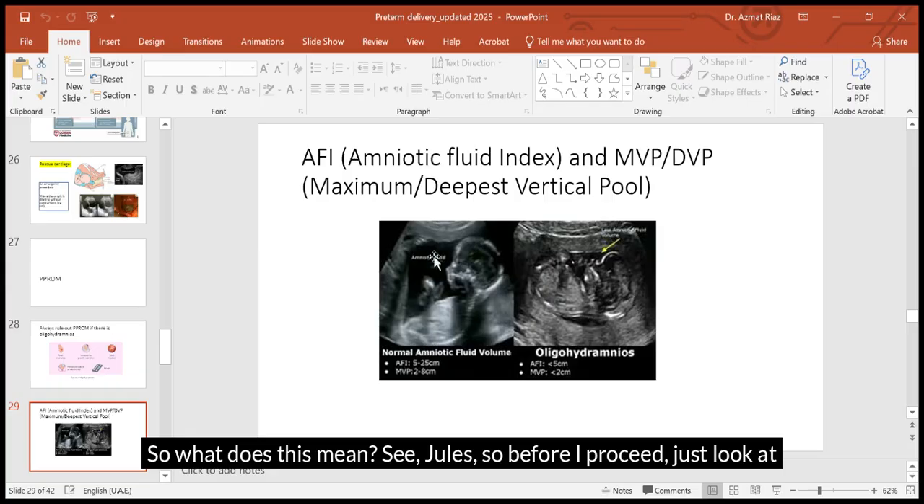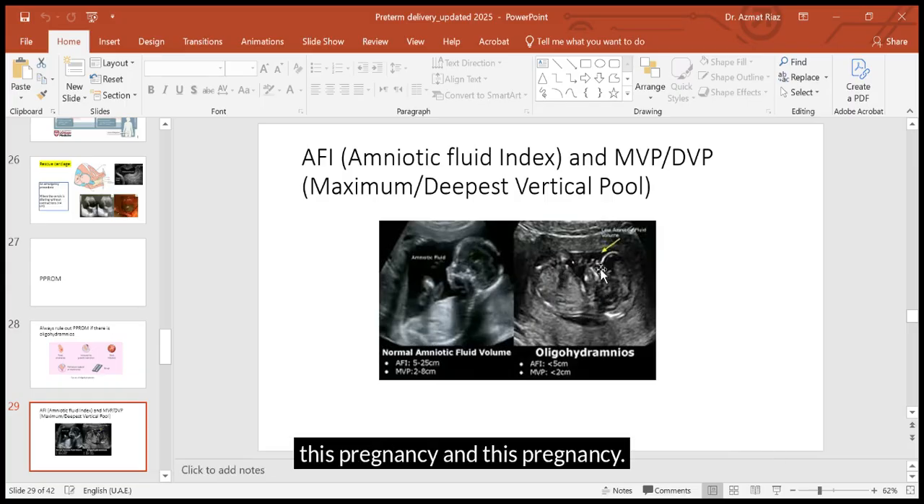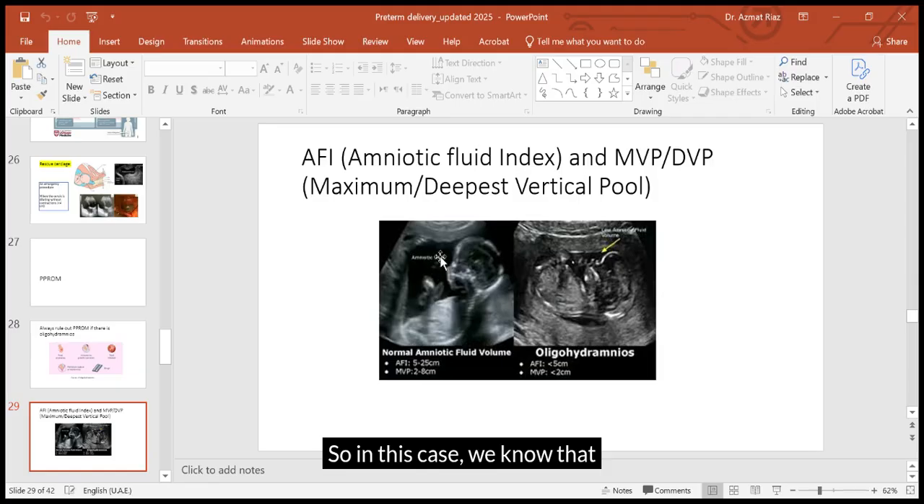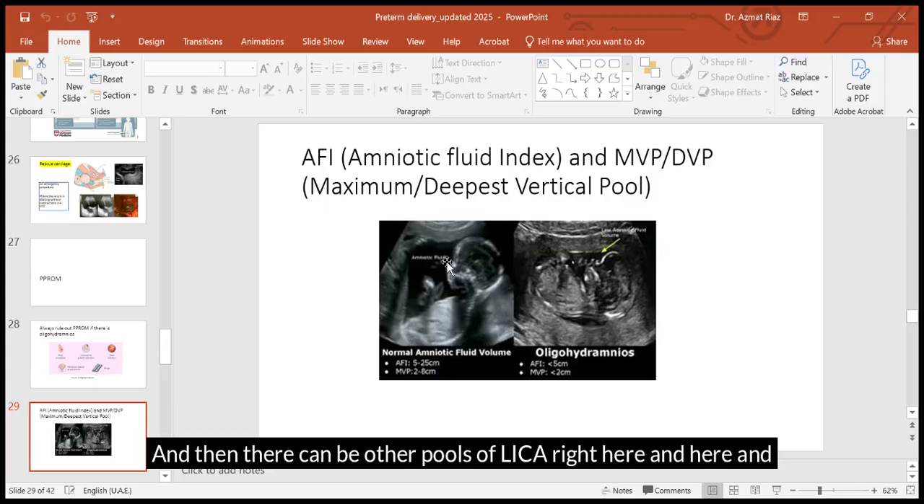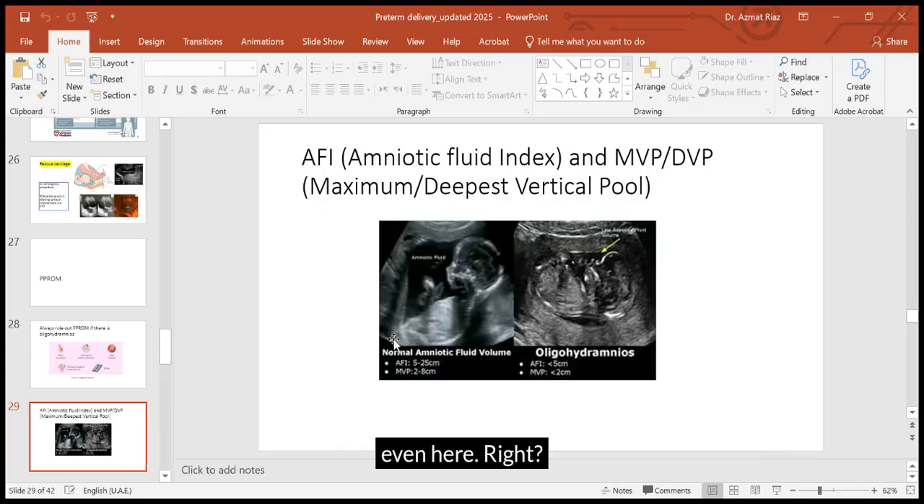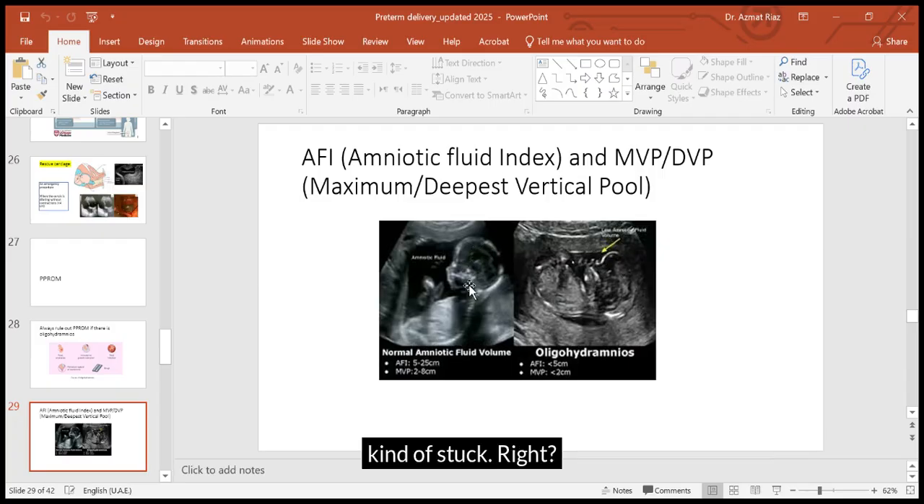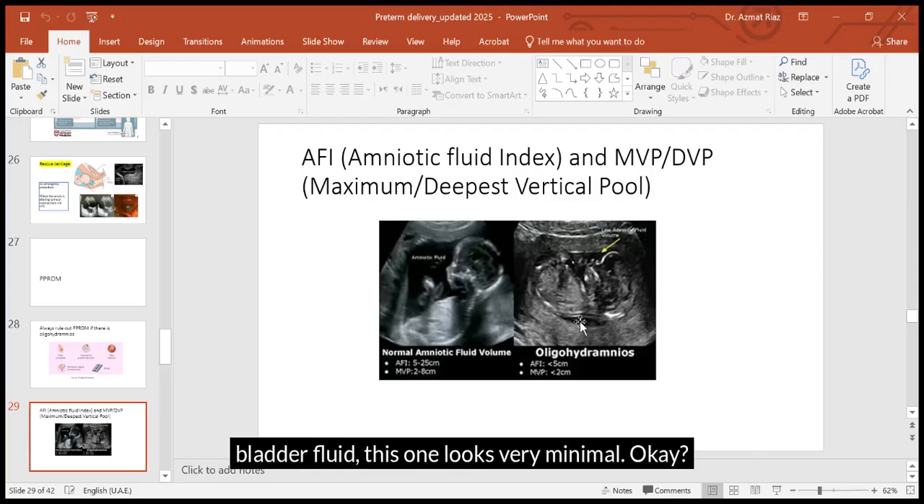See, before I proceed, just look at this pregnancy and this pregnancy. So this blackish thing, black on ultrasound, that means fluid. Okay. So in this case, we know that there is amniotic fluid around the baby. So this is a pool of liquor. Okay. And then there can be other pools of liquor right here, here, and even here, right? And if you compare this pregnancy with this one, this baby looks kind of stuck, right? So compared to this pool of amniotic fluid, this one looks very minimal.